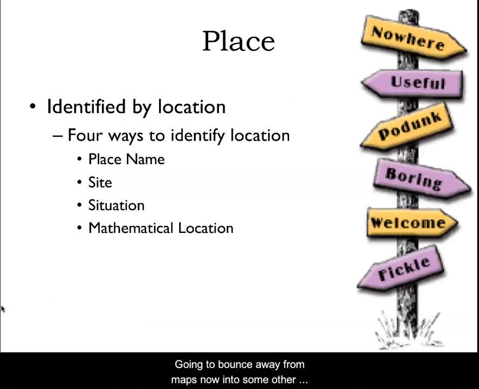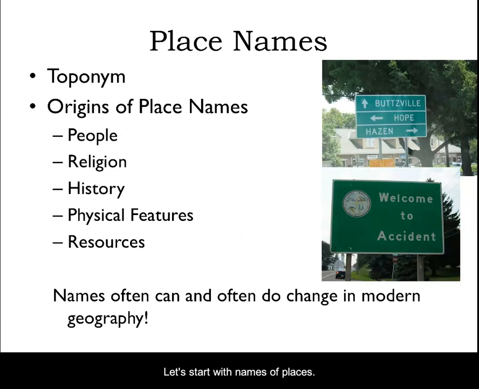Okay, I'm kind of bouncing away from maps now into some other topics, and we'll be random here for the next 10 minutes or so. Looking at place is a way to describe where you are on the map. And so 4 ways that we're going to be looking at how you can do that. You can use the name of a place, you can use its site, you can use its situation or its mathematical location.